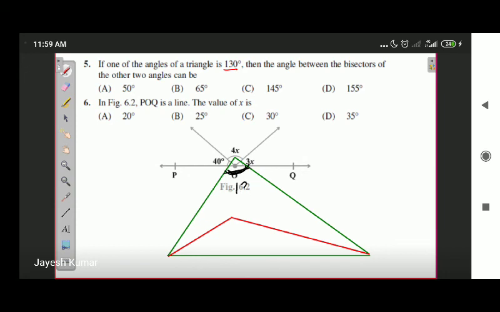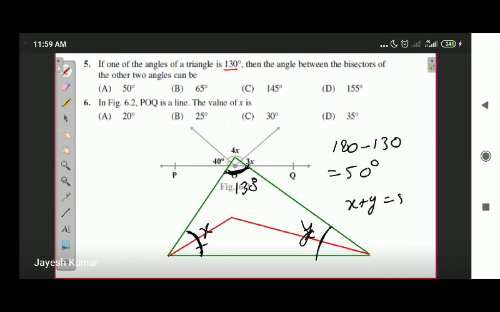is 130 degrees. That means the sum of the other two angles will be 180 minus 130, which is 50 degrees. Suppose this complete angle is x and this complete angle is y. We are given that x plus y is equal to 50 degrees. Now this angle is half of x, and this angle is half of y. So the sum of half of x and half of y will be half of 50, that is 25 degrees.